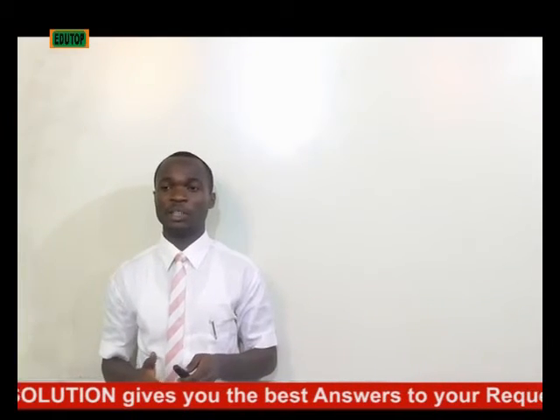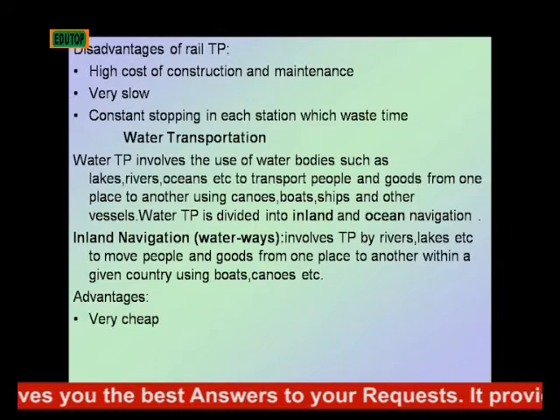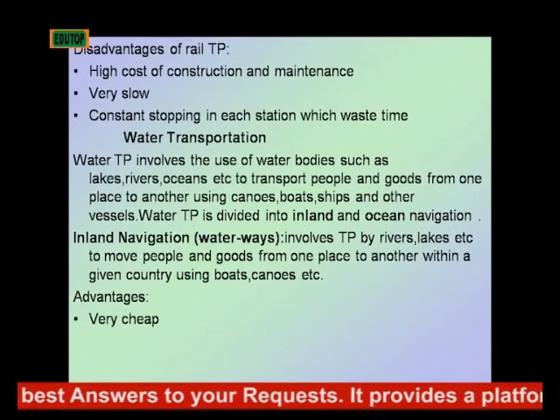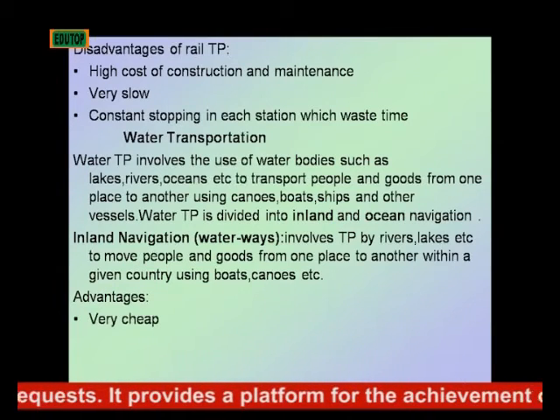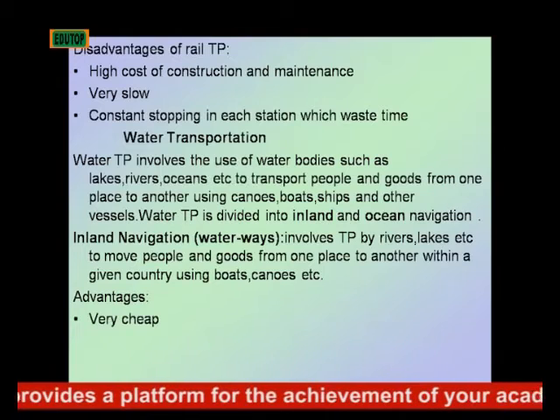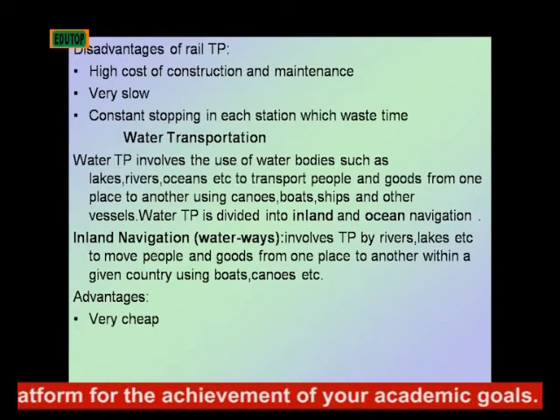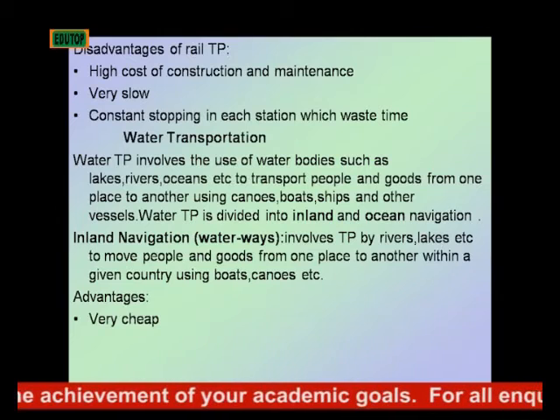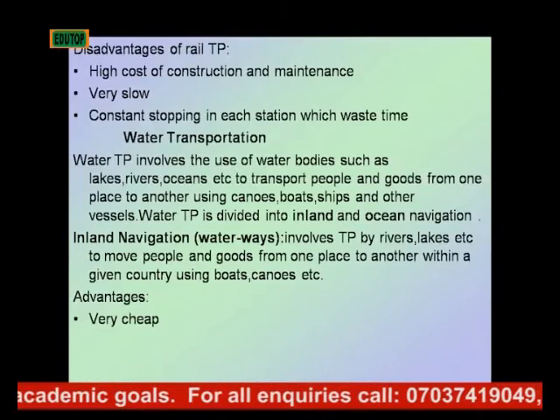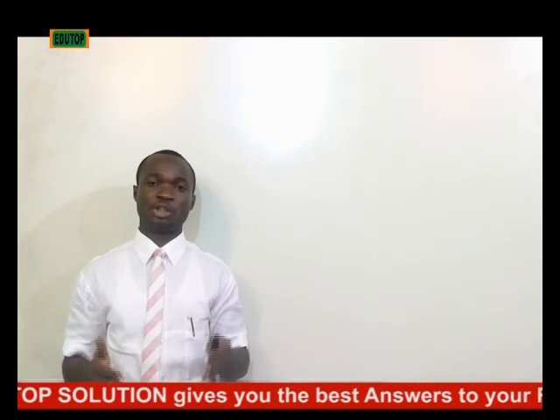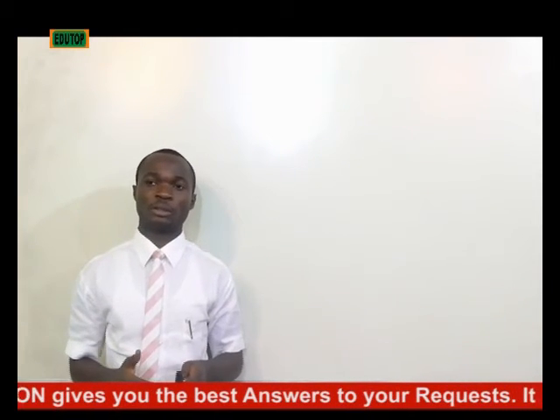What do we mean by inland navigation? Inland navigation is simply waterways. It involves the transportation by rivers, lakes, etc. Moving people and goods from one place to another within a given country using boats and canoes, etc. The advantages are that it is very cheap. But the following disadvantages can also be associated with inland transportation.